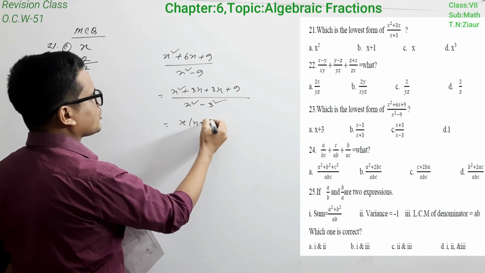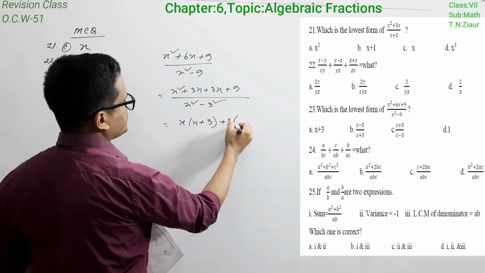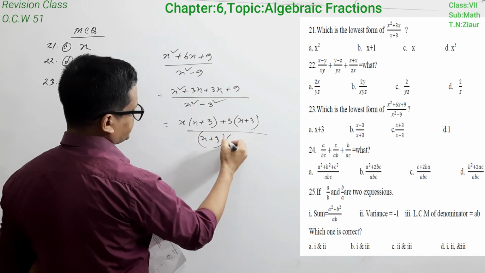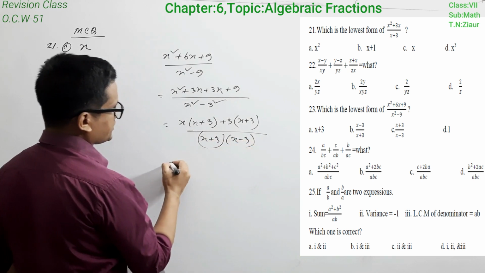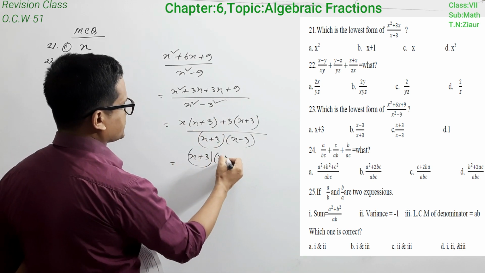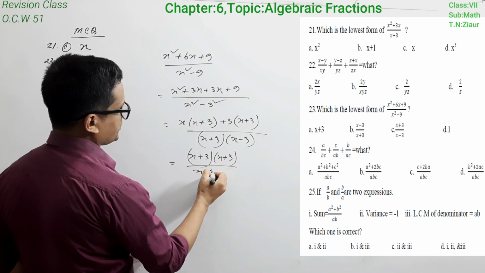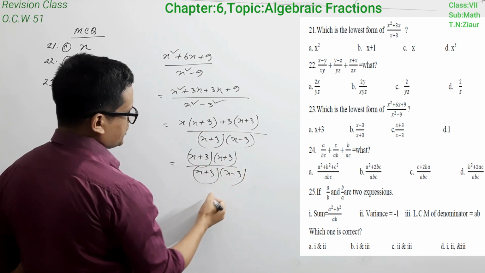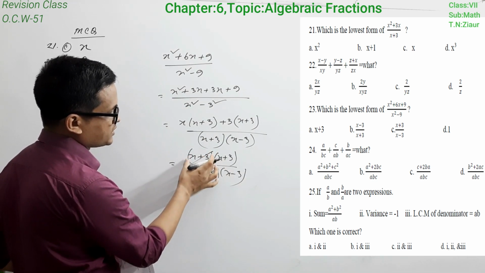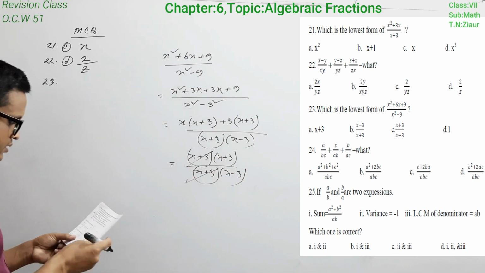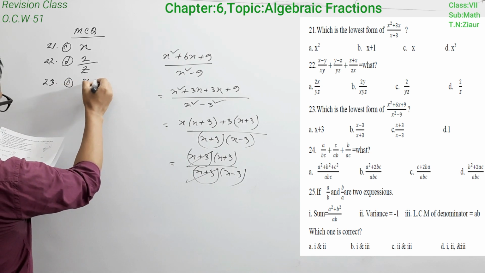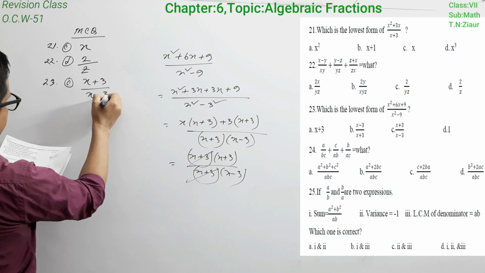So just take common x, then you will get 3, and take common 3, so x plus 3. So now it will be a plus b into a minus b. This is the a square minus b square formula, right? So x plus 3 here, and here x plus 3 into x minus 3. Which terms are the same? These are the same term, right? X plus 3 and x plus 3 are the same. So x plus 3 and x minus 3 is the answer. So students, in 23 number, which one is the C answer? X plus 3 by x minus 3.